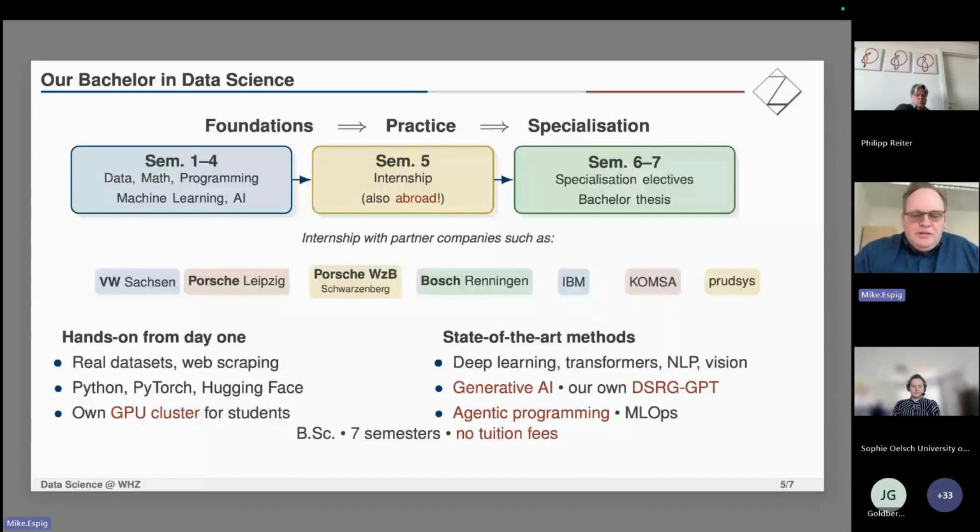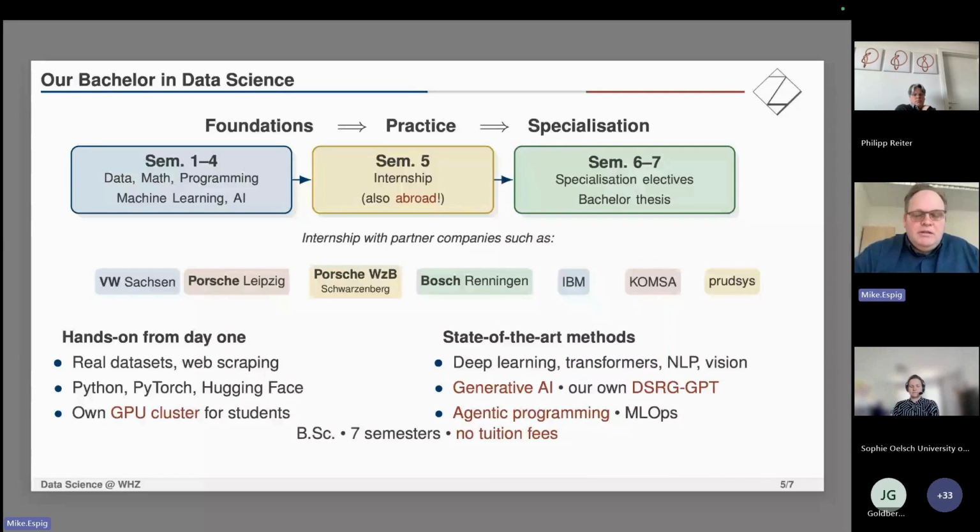In the last part, from the 6th to the 7th semester, these are the semesters of specialization. You choose your own electives. You write your bachelor thesis, and then you graduate as a Bachelor of Science in Data Science. There are 2 more important things to say here. We are hands-on from day 1.